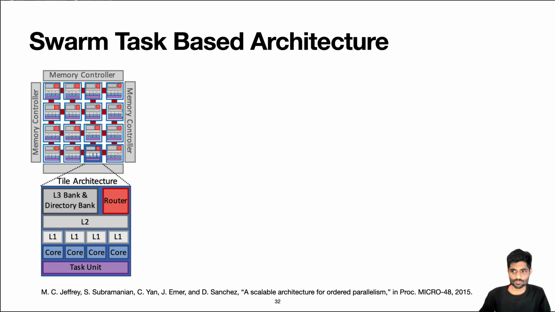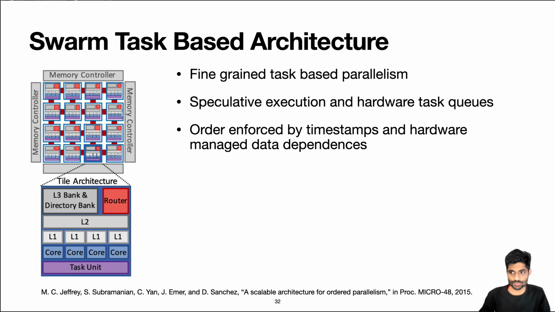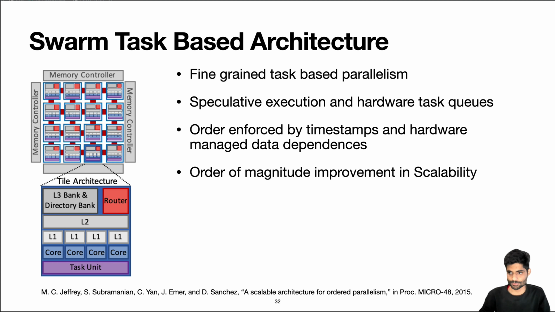First up is the Swarm task-based parallel execution hardware introduced by Jeffrey et al. in MICRO 2015. The Swarm hardware is similar to a typical CPU, except that it augments the CPU with a task unit for implementing fine-grained task-based parallelism. Swarm uses speculative execution ordered by user-supplied timestamps and hardware-managed data dependencies, combined with hardware task queues, to obtain orders of magnitude more scalability than typical CPUs and GPUs.